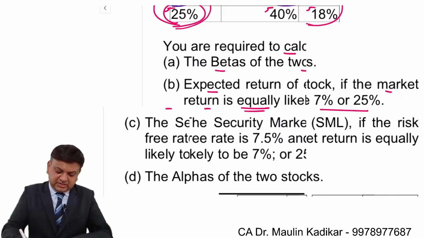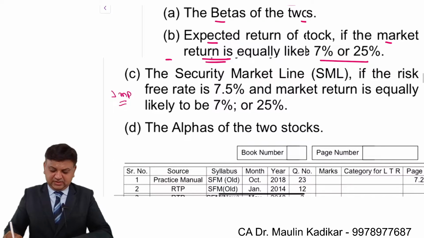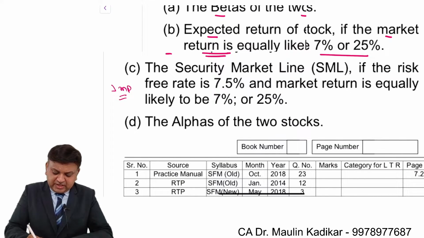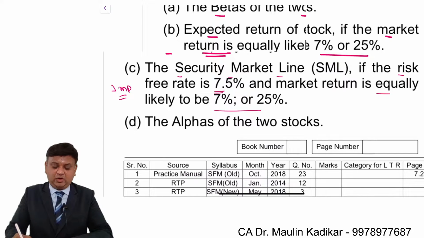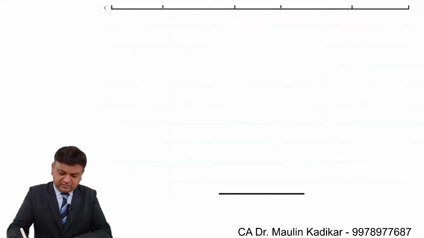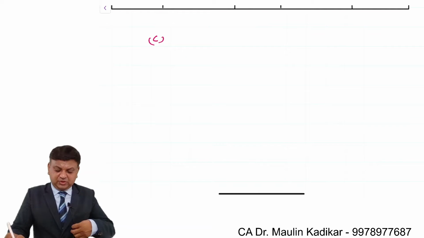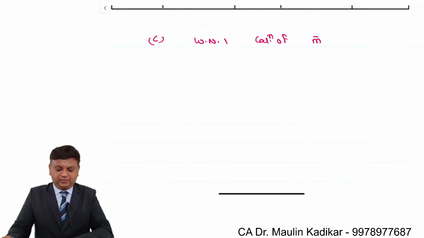Now C part of the question is important in my opinion. The C part of the question says like this, that SML security market line, if RF is 7.5 and market return is equally likely to be 7% or 25%. Let us understand how to answer the C question. First of all, I am giving explanation to you, and for that you just write down a working note. Very simple working note number 1, calculation of M bar, that is expected return on the market portfolio.